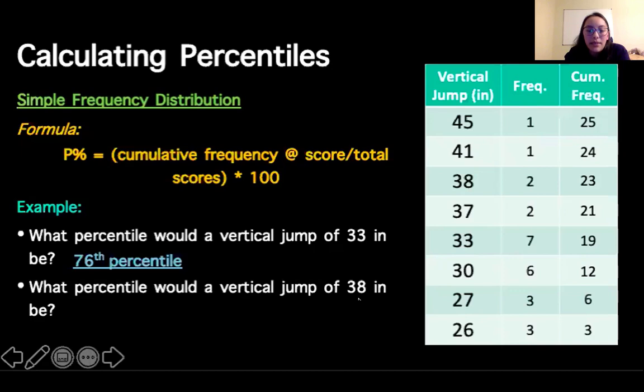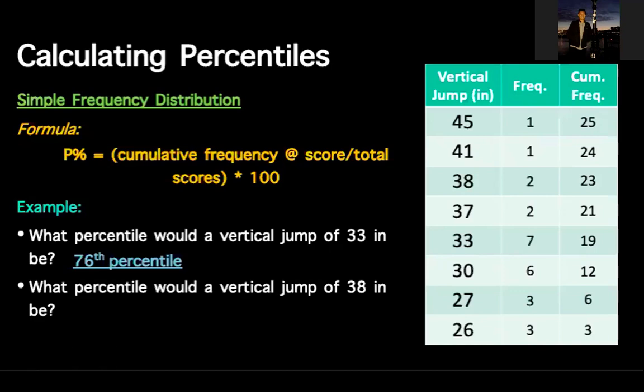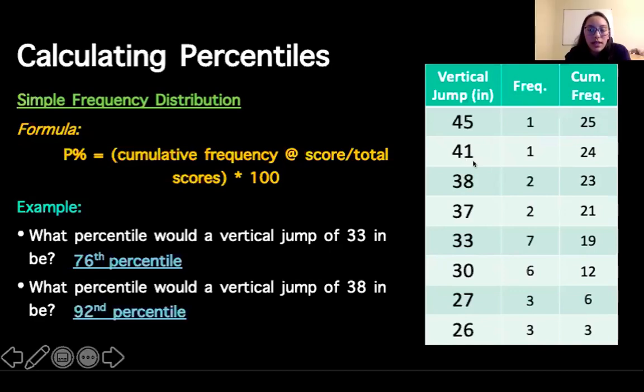Did anybody come up with an answer for this second one? The 92nd percentile. Right? So we have 23 as the cumulative frequency of people who were able to jump up to 38 inches, right? So 23 divided by 25 times 100. Does that make sense? We could do thumbs up, yay, nay.